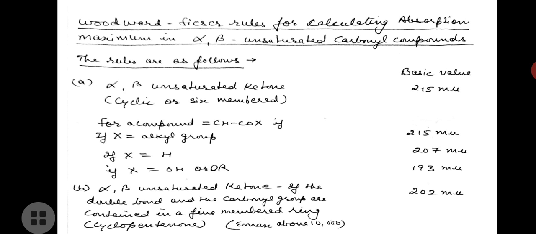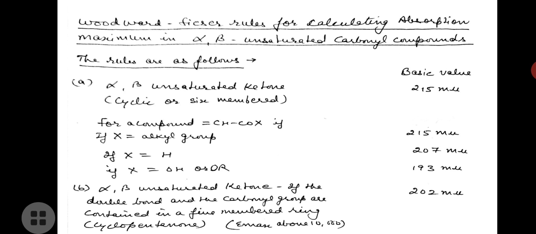For a compound C=C-C-O-X, the basic value is 215 millimicron if X is an alkyl group. If X is equal to H, the basic value is 207 millimicron. If X is OH or OR, the basic value is 193 millimicron.